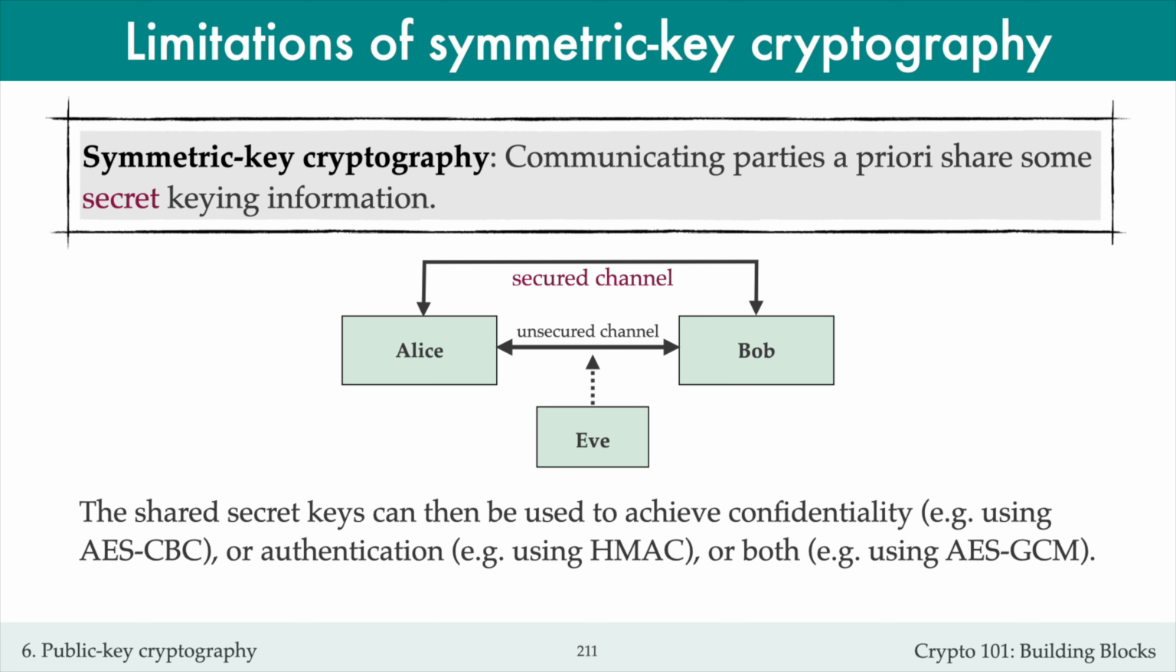In symmetric-key cryptography, the communicating parties Alice and Bob a priori share some secret keying information. So Alice and Bob somehow agree upon the shared secret key by communicating over a secure channel. They later leverage the shared secret key to engage in secure communications over the unsecured channel, perhaps by using AES, HMAC or AES GCM.